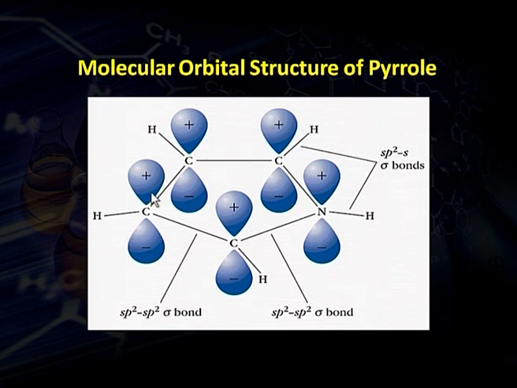Now, this pi electron cloud, as we know, has a total of 6 electrons. That is, it makes a pi electron sextet, which according to Huckel's rule is the characteristic of an aromatic compound. This shows that pyrrole is aromatic in nature because it has an aromatic sextet.